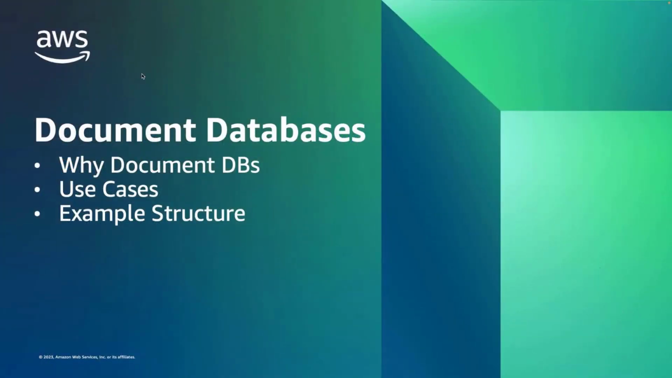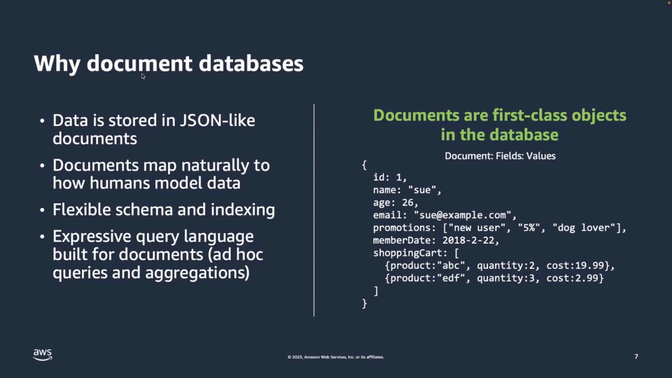The next section we'll get into is a little bit about why document databases. The first reason that customers are looking towards document databases is that data is stored in a JSON-like format. That format is flexibly structured and also maps naturally to how we think about modeling data in our applications. We typically don't model data in tabular formats in our heads. We're thinking about groups of things instead.